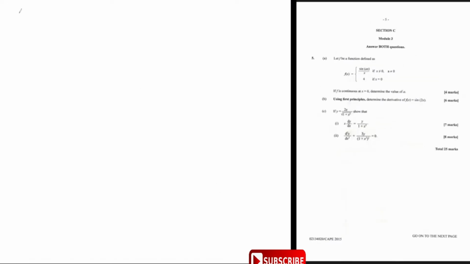So go to module 3, question 5. Question 5 says, let f be a function defined as f of x is sine ax over x, when x is not equal to 0, of course, and it's equal to 4 otherwise, if x is equal to 0.